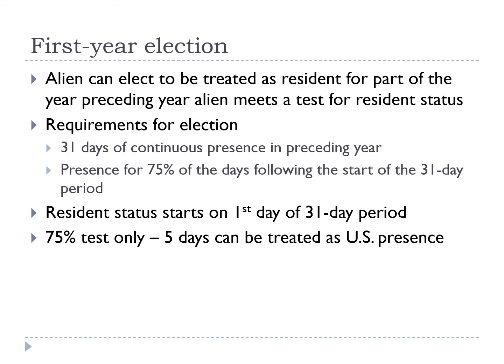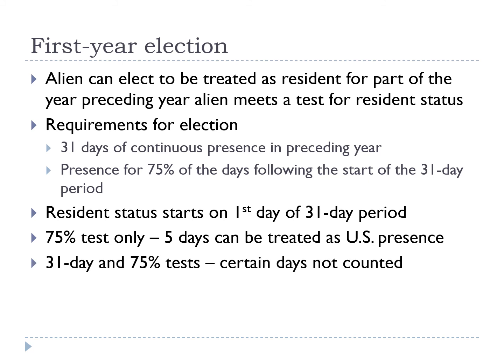For purposes of the 75% test only, up to 5 days absence from the United States may be treated as days in the United States. For both the 75% test and 31-day test, days on which the person was present as a diplomat, employee of an international organization, teacher, trainee, or student are not counted if the days are disregarded for the purposes of the substantial presence test.